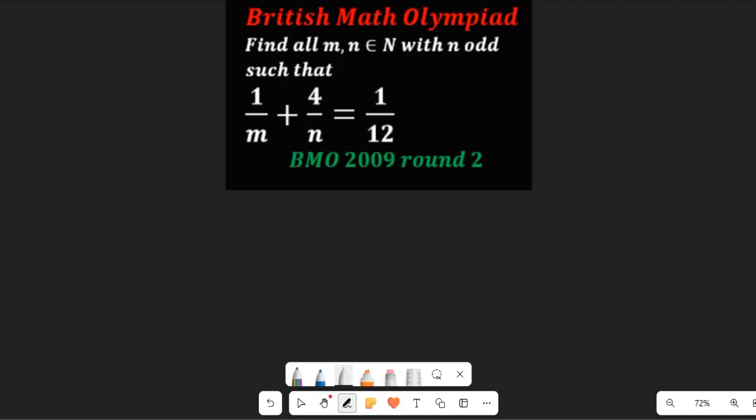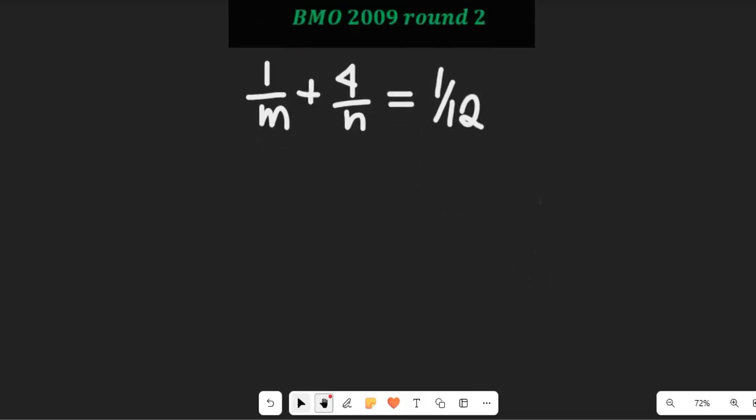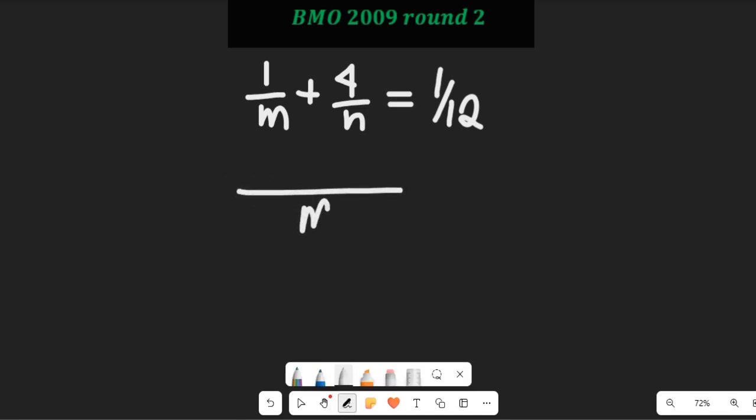And what is the expression? We are given 1 divided by m plus 4 divided by n, and we are told that this is equal to 1 divided by 12. The only way we can simplify this is by finding the LCM. If we simplify this with the LCM, we have mn. mn divided by m is n, n times 1 will give me n, plus mn divided by n will give me m, m times 4 is going to give me 4m. And this will be equal to 1 divided by 12.